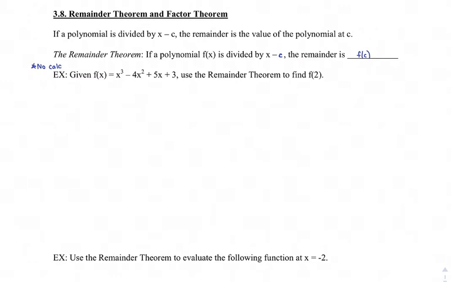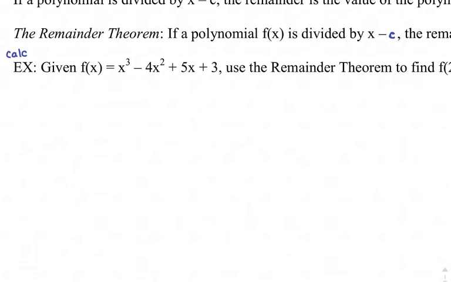So for the first example, it says use the remainder theorem to find f of 2. Typically we're just used to plugging in 2 for every x value and then solving it that way. However, if I had 8, that's a lot of multiplication to do without a calculator. So since it's f of 2, I plug in 2 for c, and then I'm going to do synthetic division. So exactly what you did in the last video.